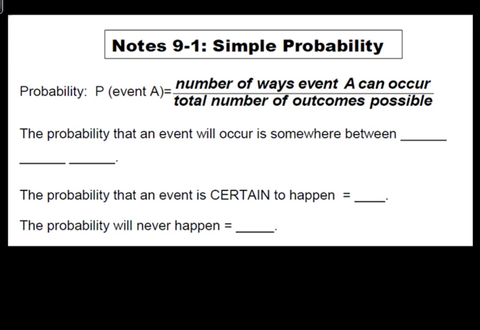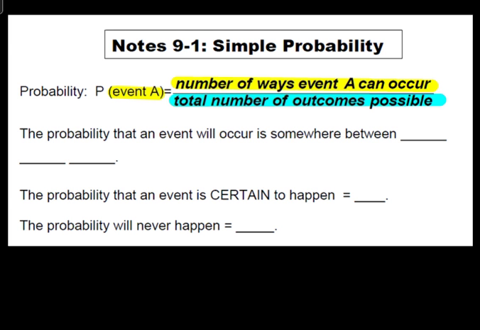All right, today we're going to be looking at finding simple probabilities. Find the probability of an event A. We're going to look for the number of ways that event A can occur, and we're going to put that over all the possible ways something can happen.